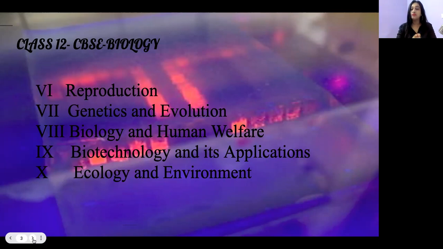Before that, we do have the processes. So how do we make a recombinant DNA? How do we prepare an artificial insulin? And what is Bt cotton, Bt toxin? All this will come, later followed by applications like golden rice.